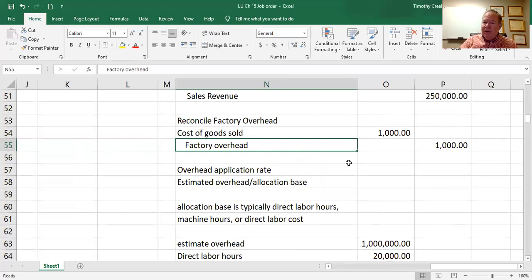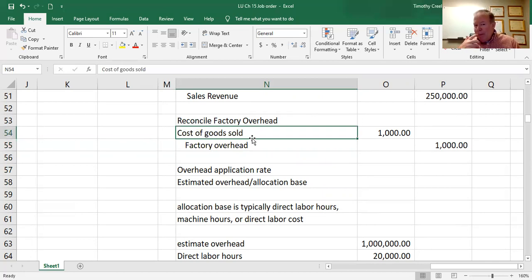We want everything that occurred there to be applied to the product. Now, cost of goods sold is always going to be used as the other account to reconcile this. And we're always either going to debit or credit factory overhead based on the current balance in the account. We want to take it to 0.